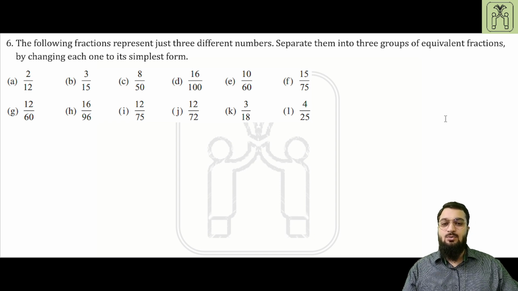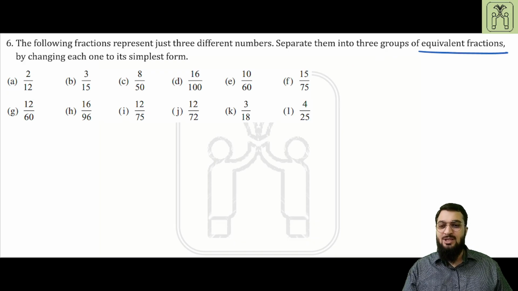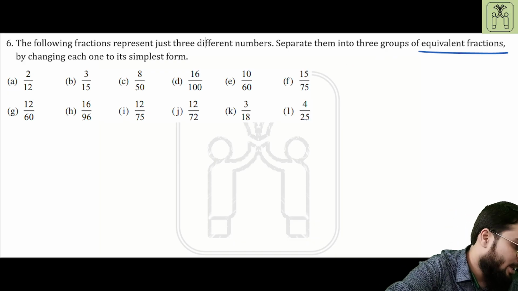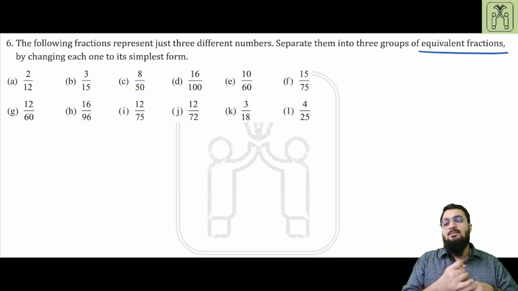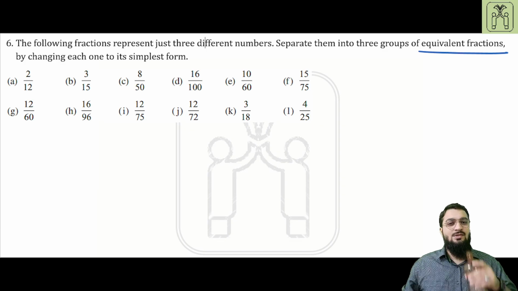Now coming to question number 6. The following fractions represent just 3 different numbers. Separate them into 3 groups of equivalent fractions. So we have to find equivalent fractions by changing each one to its simplest form. So we'll attempt it. I will give you a 10-second pause so that you can understand the question, look at all the fractions, and then we'll start.